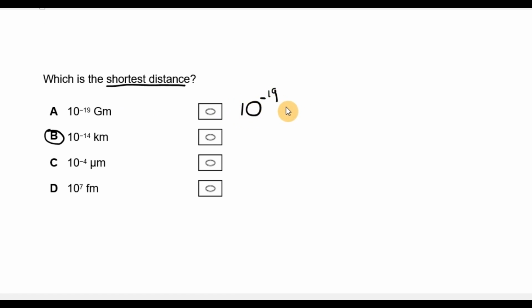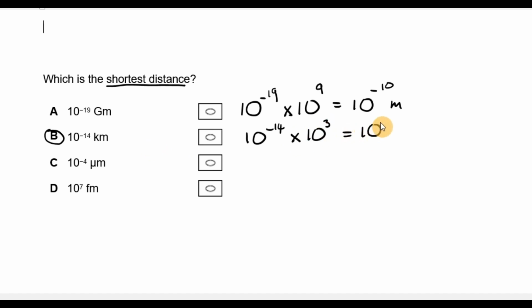Now giga means 10 to the 9. And where we have two values with indices that are multiplied together, we just need to add the indices together. So that will give us 10 to the minus 10 meters. The next one, 10 to the minus 14 kilometers. Well, kilo is 10 to the 3, so I get 10 to the minus 11 meters.